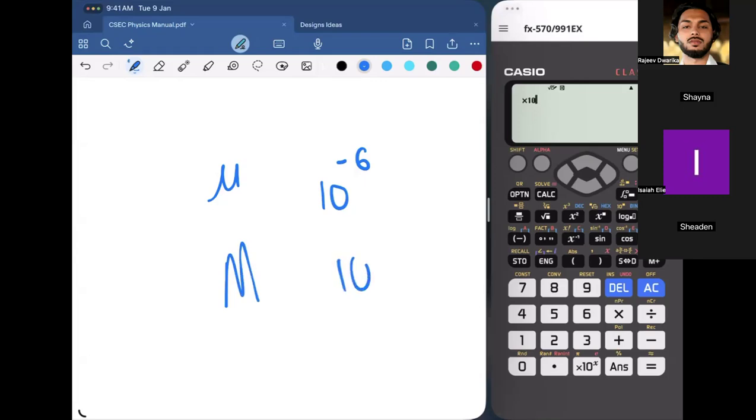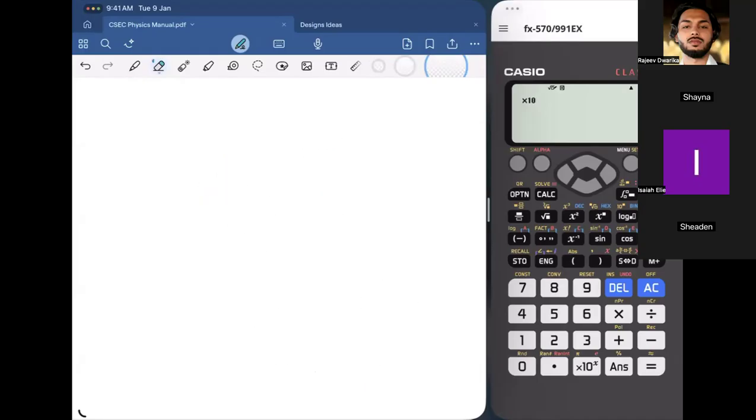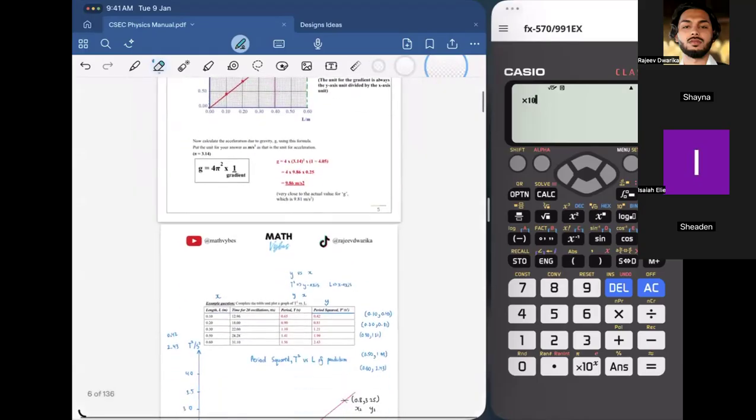10 to the power 6. Okay. If you see this, what does this mean? Say it out loud. Centi. Right? What would this be? Micro. And this is what? Mega. Right? Centi is 10 to what power? Negative 2. Right. Okay.